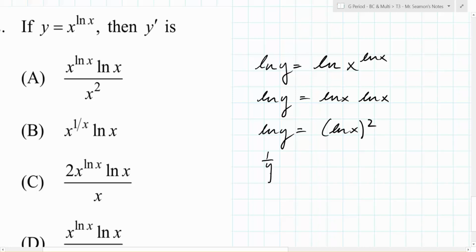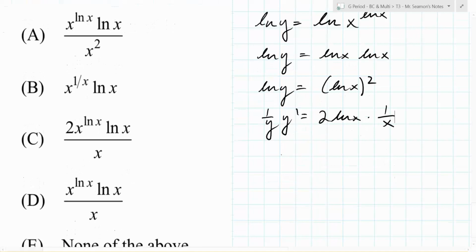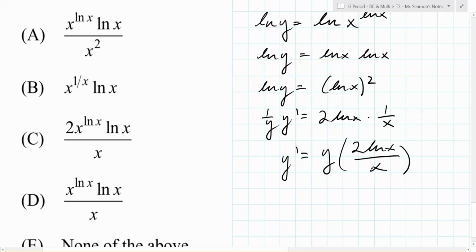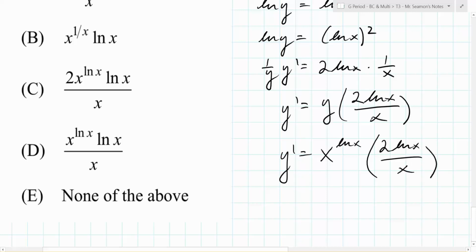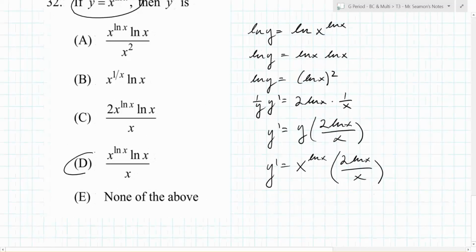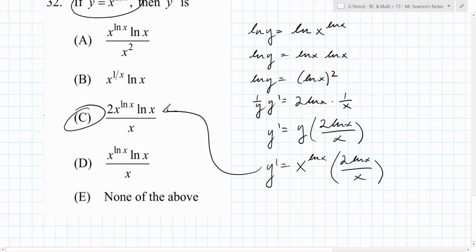So then you have 1 over y times y prime is equal to 2 ln x times what? Times 1 over x. So what does y prime equal? y prime is equal to y times 2 ln x over what? x. But what does y equal? x ln x. So what do you have here? y prime is equal to x ln x times 2 ln x over x. Is that actually one of them? I think it's this D right here. Right? Oh, there's a 2. Susie, there's a 2. Thank you. There it is. Yay, exciting.